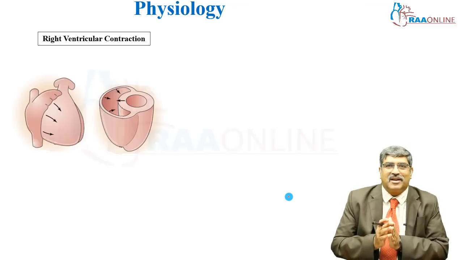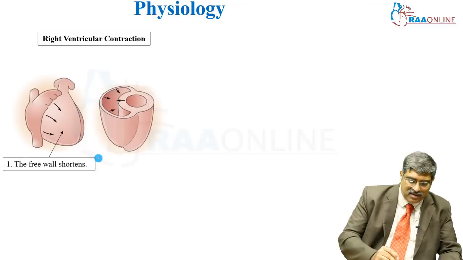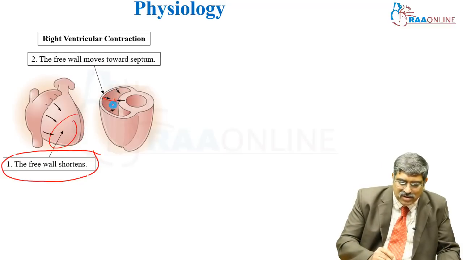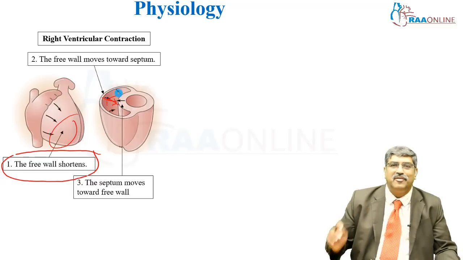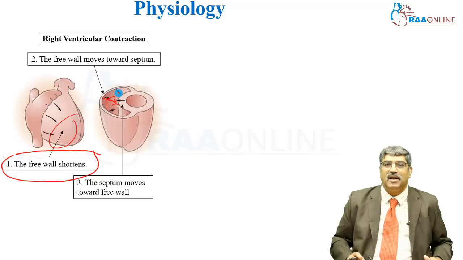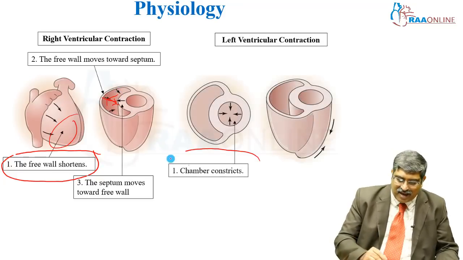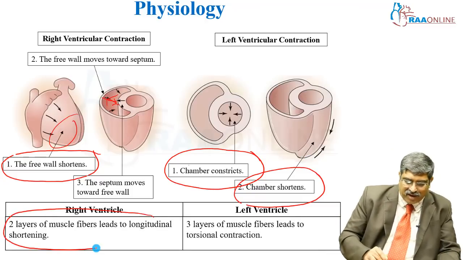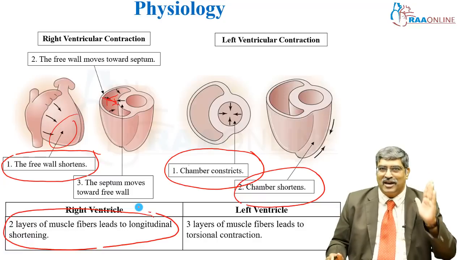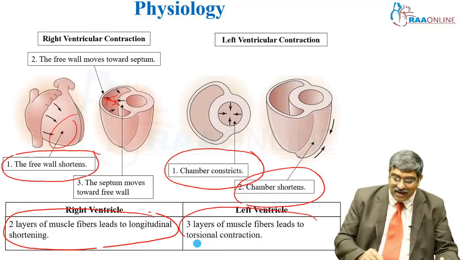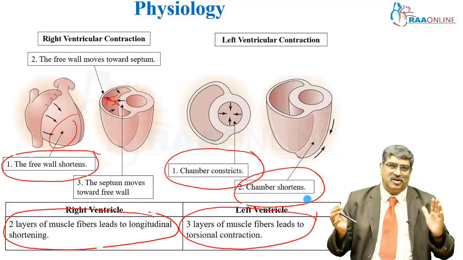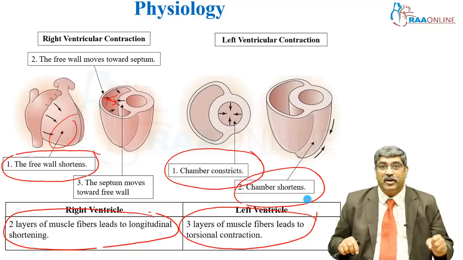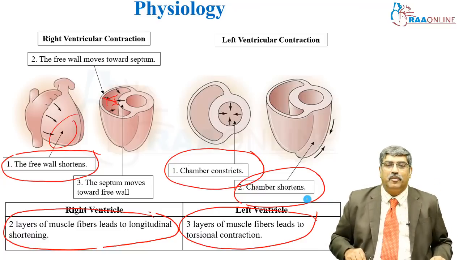And coming to the right ventricle contraction and then left ventricle contraction, here the free wall of the right ventricle shortens and the free wall moves towards the septum and the septum moves towards the free wall. That is how a contraction in right ventricle happens. But in left ventricle, there is chamber constriction and chamber shortening. And there are two layers of muscle fibers leading to longitudinal shortening in right ventricle, whereas in left ventricle, there are 3 layers of muscle fibers leading to torsional shortening. So, these are the various anatomical and physiological differences between right and left ventricle which come in handy during treating the right ventricle, particularly in the perioperative period.